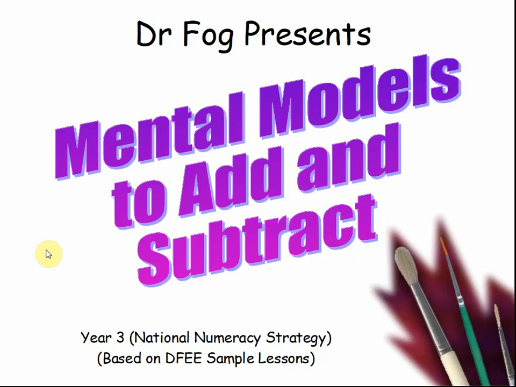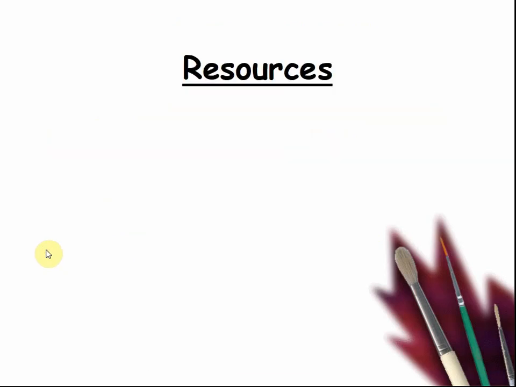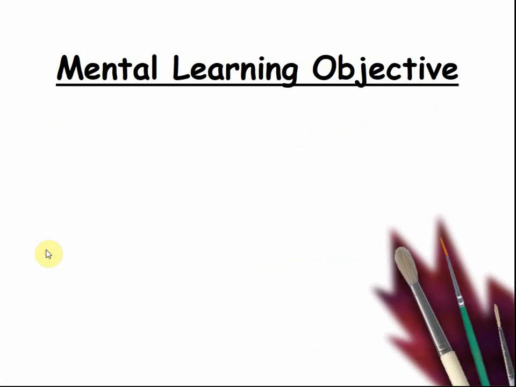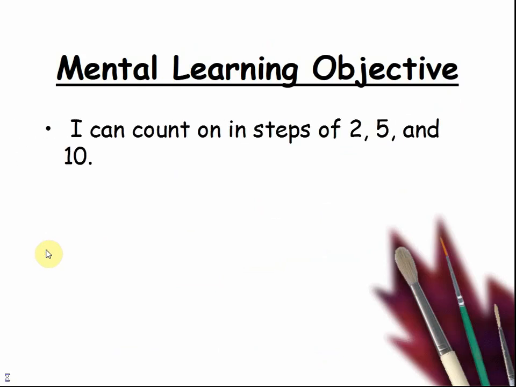Today we're going to be looking at mental models to add and subtract. The resources you need: number lines, worksheet on missing numbers. Mental learning objective: I can count on in steps of 2, 5 and 10.